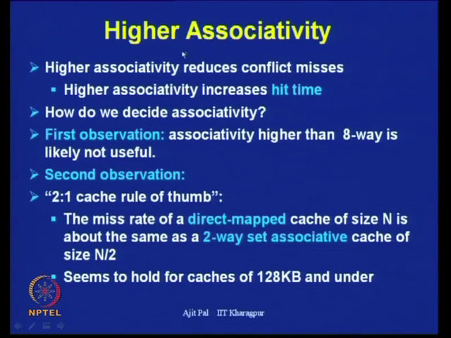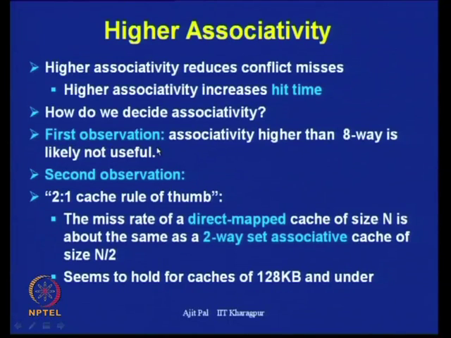Second important parameter, as I told, is higher associativity. Higher associativity reduces conflict misses, as you have seen in the diagram. If we go for a fully associative cache, then the conflict miss will be minimum. But higher associativity increases hit time. The reason for that is whenever we go for higher associativity, the cache becomes more complex. Direct mapping is the simplest type of cache memory. You can use conventional memory as the cache memory whenever you use direct mapping, but whenever you go for two-way set associativity or four-way set associativity or fully associativity, then the cache memory becomes increasingly complex. And as a consequence, the hit time will increase as we increase the associativity.